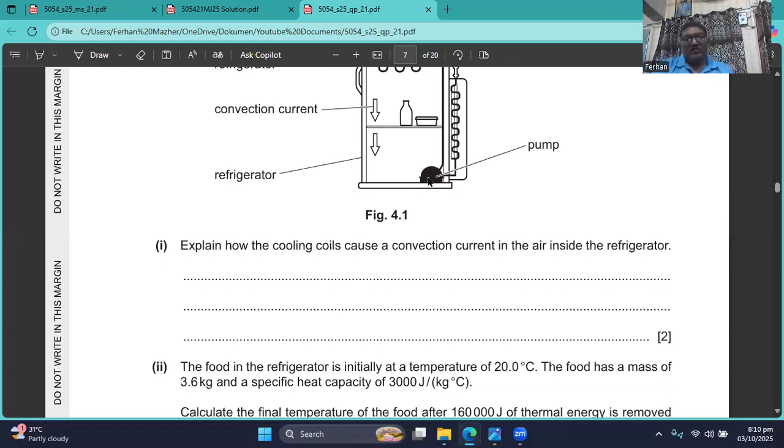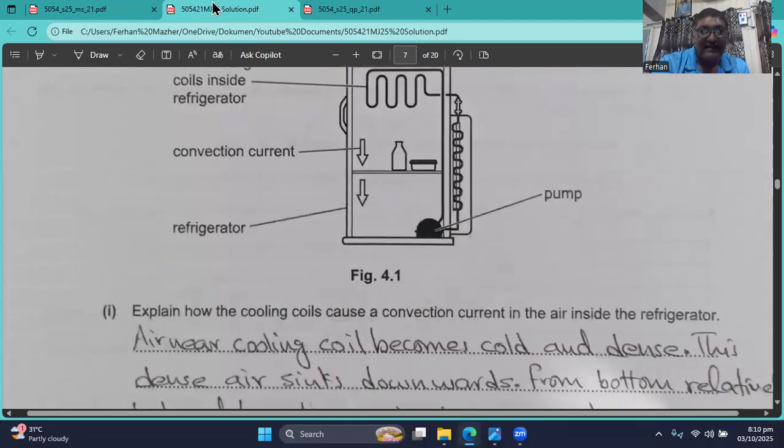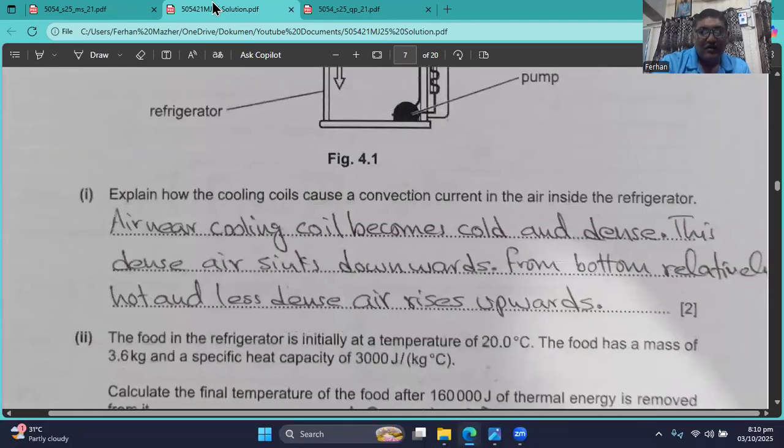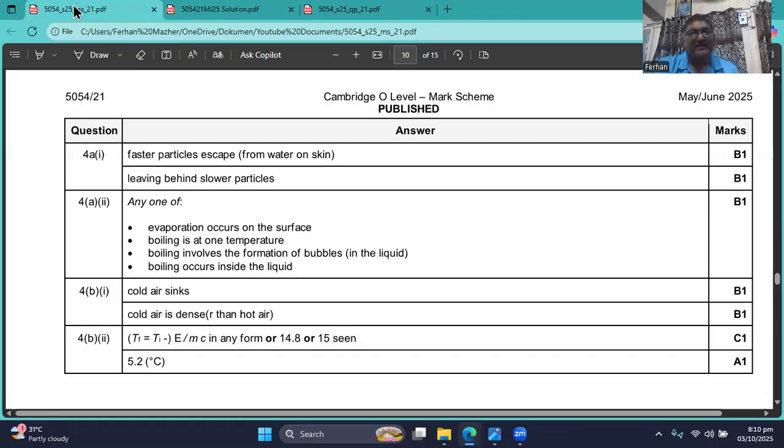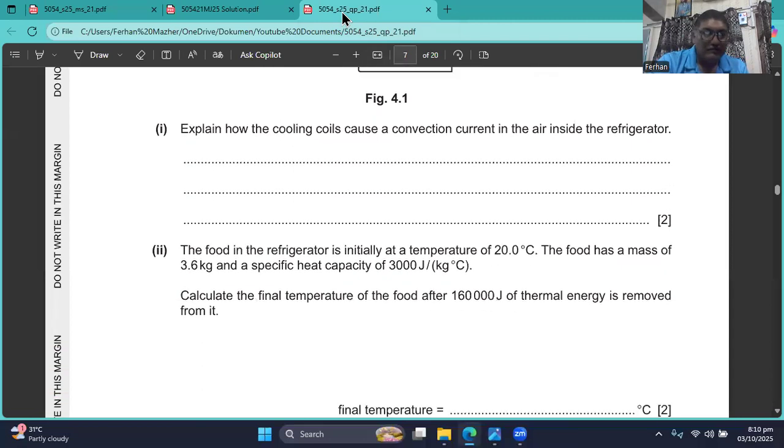Explain how the cooling coils cause a convection current in the air inside the refrigerator. It's a 2 marks question. I just gave you how this is done. So the air near the cooling coil becomes cold and dense. This dense air sinks downwards. From the bottom, relatively hot and less dense air rises upward. So this is how the convection currents are produced inside the refrigerator. This is how you can always write a better answer.